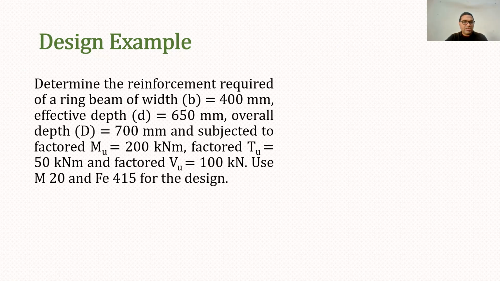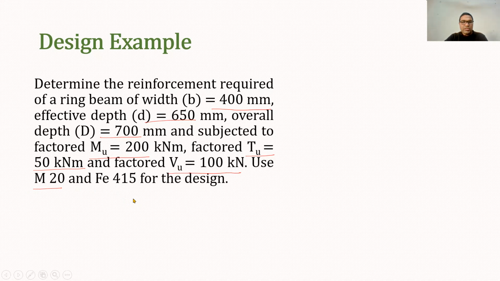In this, it is saying determine the reinforcement required of a ring beam of width B as 400 mm, effective depth of beam is 650 mm, overall depth of beam is 700 mm, and it is subjected to a factored bending moment as 200 kilonewton meter and a factored torsional moment is 50 kilonewton meter and factored shear force as 100 kilonewton, and we have to use M20 grade of concrete and Fe415 for the design.